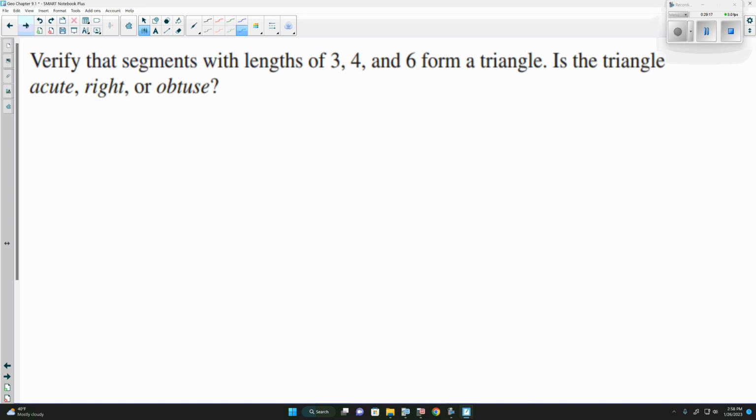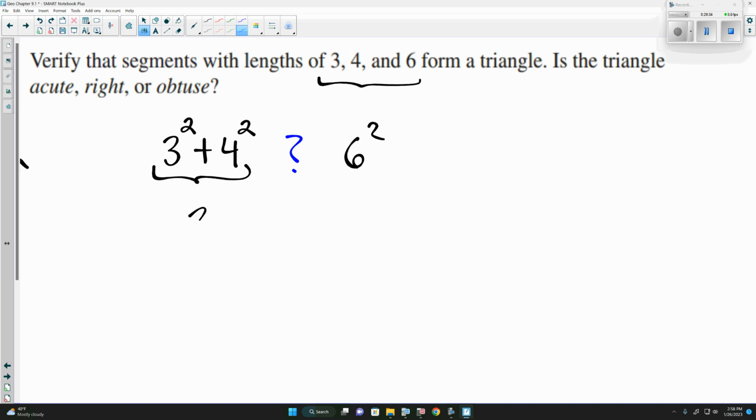Now, let's look at this one here. Side lengths of 3, 4, 6. Well, we do know 3 plus 4 is greater than 6, so it is a triangle. So 3 squared plus 4 squared, let's see how it relates to 6 squared. 3 squared plus 4 squared is 25. 6 squared is 36, so c squared is bigger, which means it is obtuse. It's an obtuse triangle.